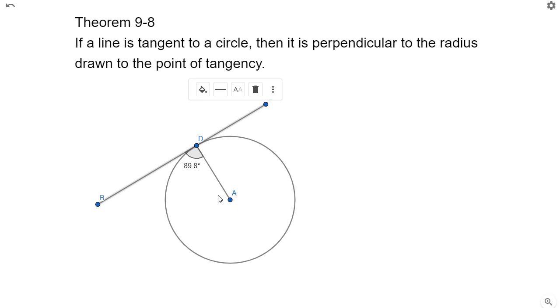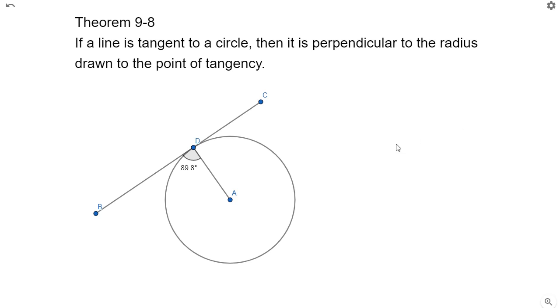Okay, so I can always come up with a perpendicular segment if I wanted to, and as long as that tangent segment is perpendicular to my radius, then that means that the line touches at one single point.